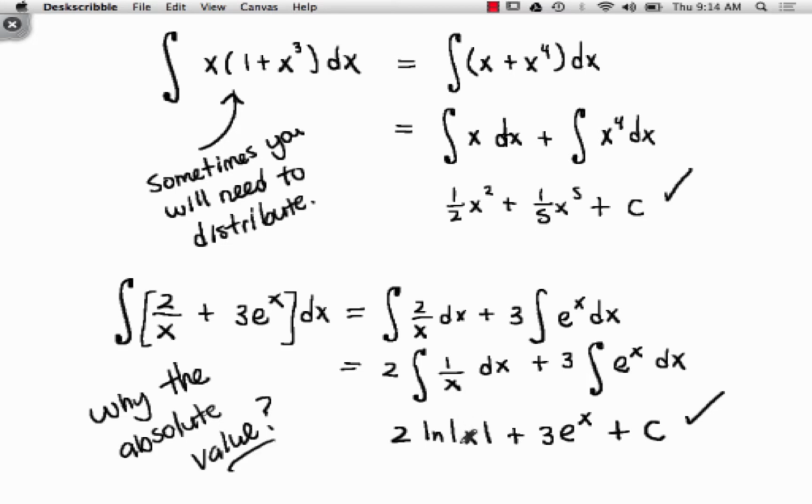Yeah, if I didn't have the absolute value here, then I wouldn't be able to put any negative numbers into this logarithm because the logarithm of a negative argument is undefined. It's not a real number, right? So because we're allowed to put negative numbers into the original function, we should still be allowed to put negative numbers in its antiderivative.